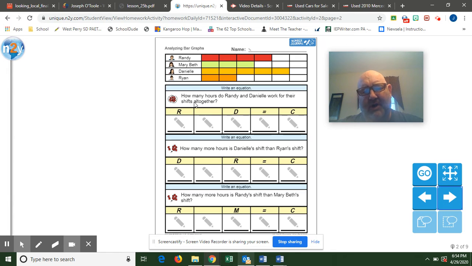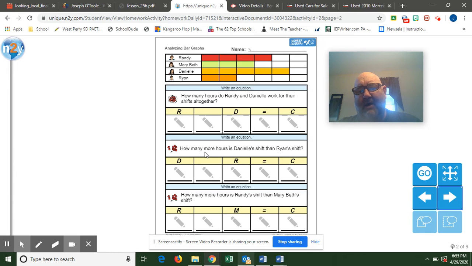We've got the chart here, and then we see how many hours do Randy and Danielle work for their shifts all together. So we've got the R for Randy. We're going to want to go up here and find out how many hours Randy worked. We've got the D for Danielle. Find out how many hours Danielle worked. And then again, talk about some of those key words that we'd be pulling out. All together, that's a key word that tells us to add.